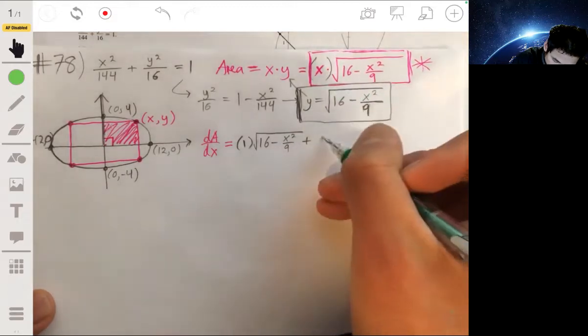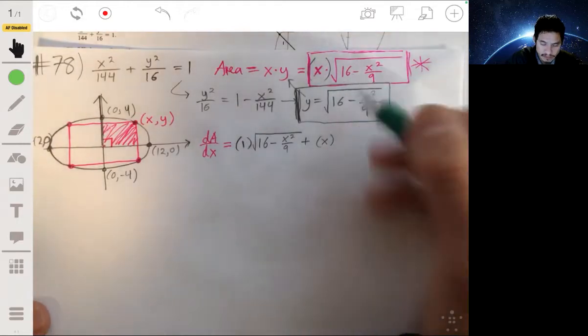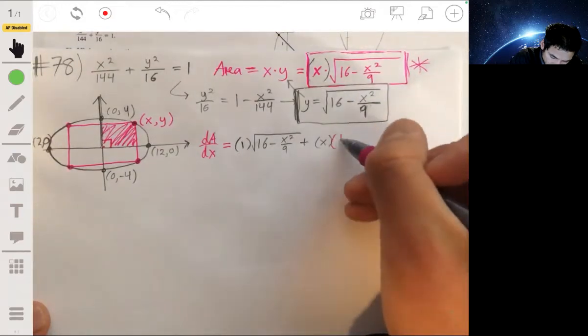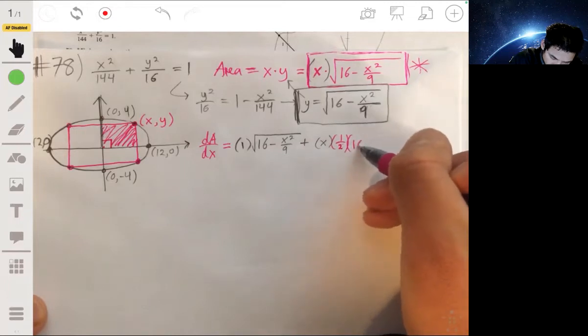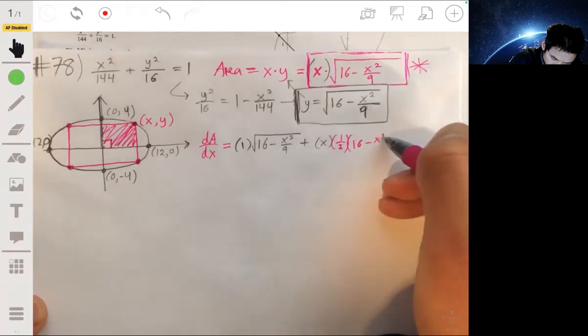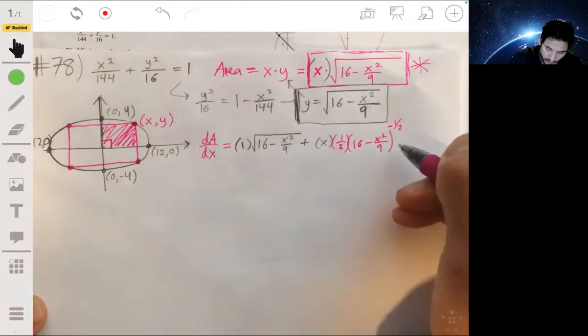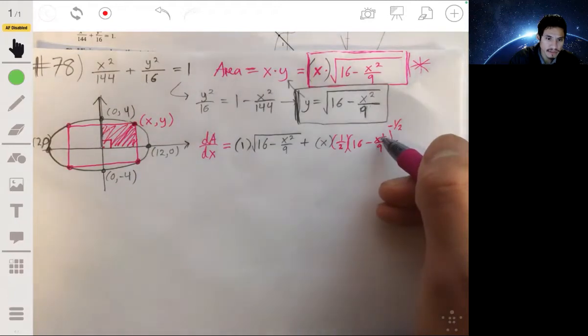Plus, and then we have this x function stays constant times the derivative of the square root function, which is the same as raising something to the 1/2. So it'll be 1/2 times 16 minus x squared over 9 to the negative 1/2. And we're going to multiply this by the derivative of the inside, which would be negative 2x over 9.